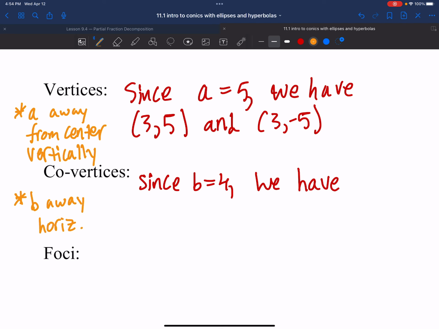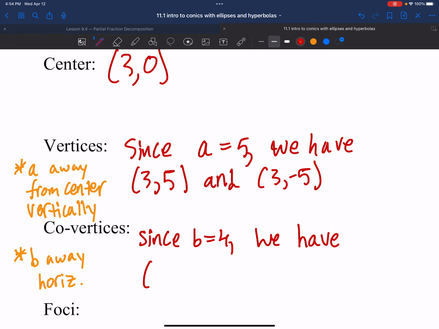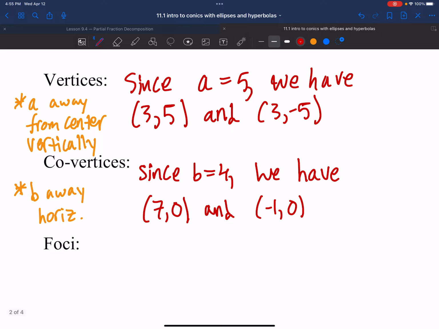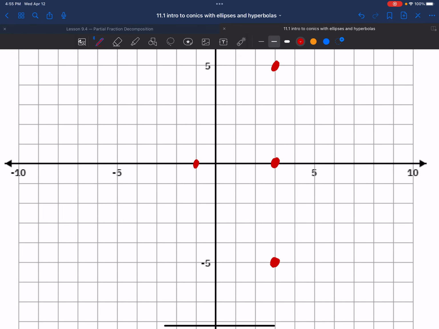Horizontally. 7 comma 0 and negative 1 comma 0. That's 4 away horizontally. So negative 1 comma 0 and 7 comma 0.